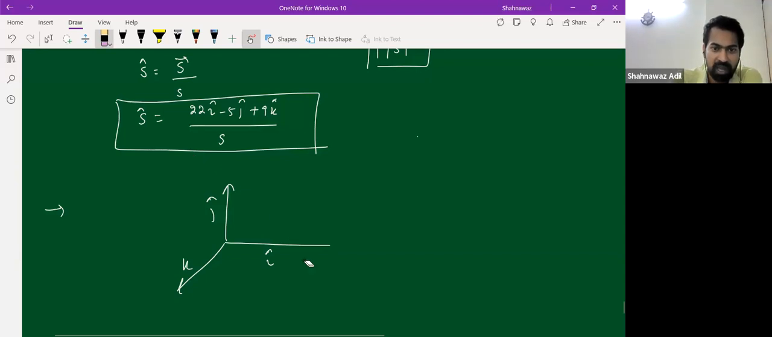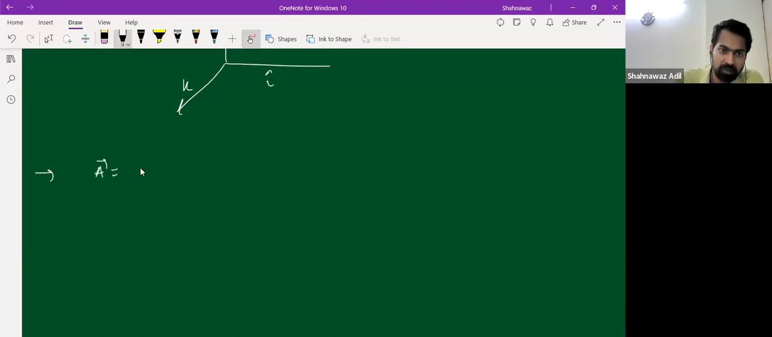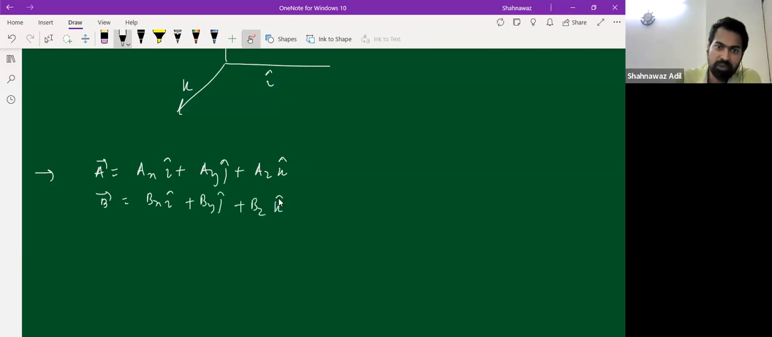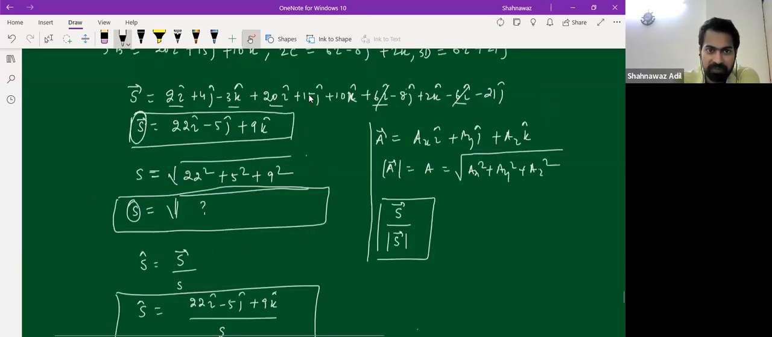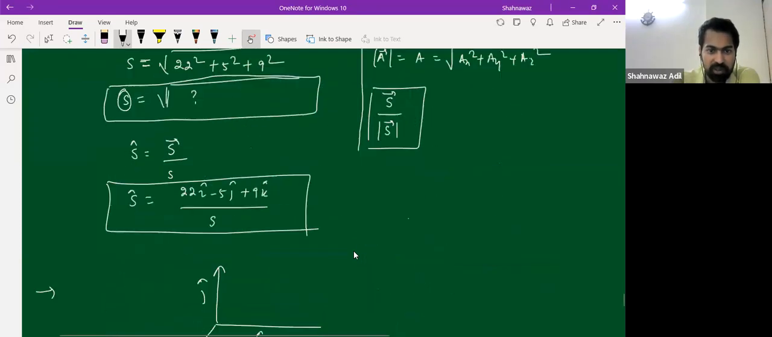So you see that whenever you are given this kind of form, then you can add or subtract easily, as we saw in this case. These were some vectors, and we added and subtracted them very easily, just following the vector rules.